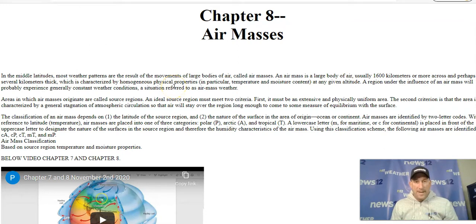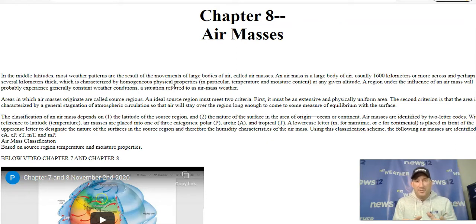Chapter 8 is about air masses, and we're going to be looking at what characteristics the air has. Is it going to be warm? Is it going to be cold? Is it going to be very cold? Is it going to be humid or moist? Is it going to be dry? These are the characteristics that we look at in an air mass.